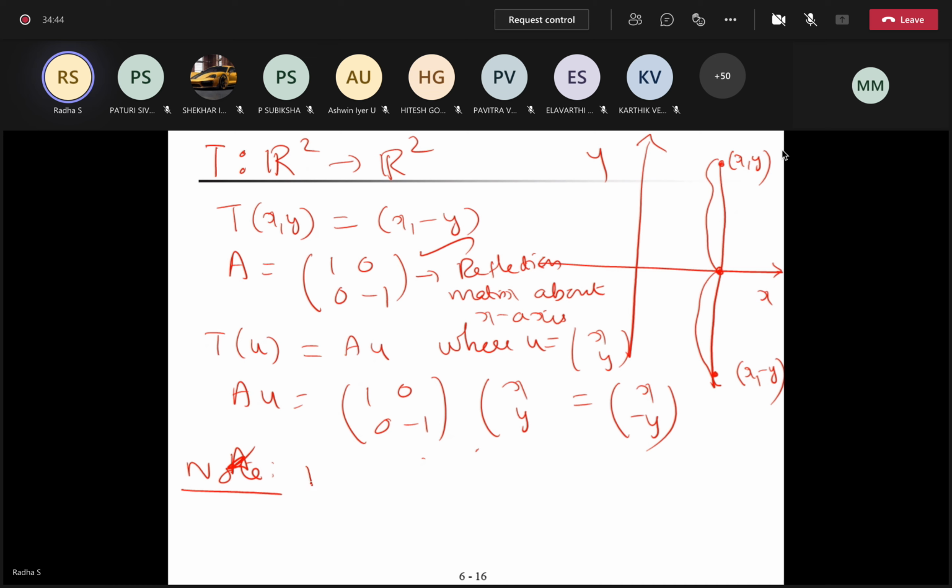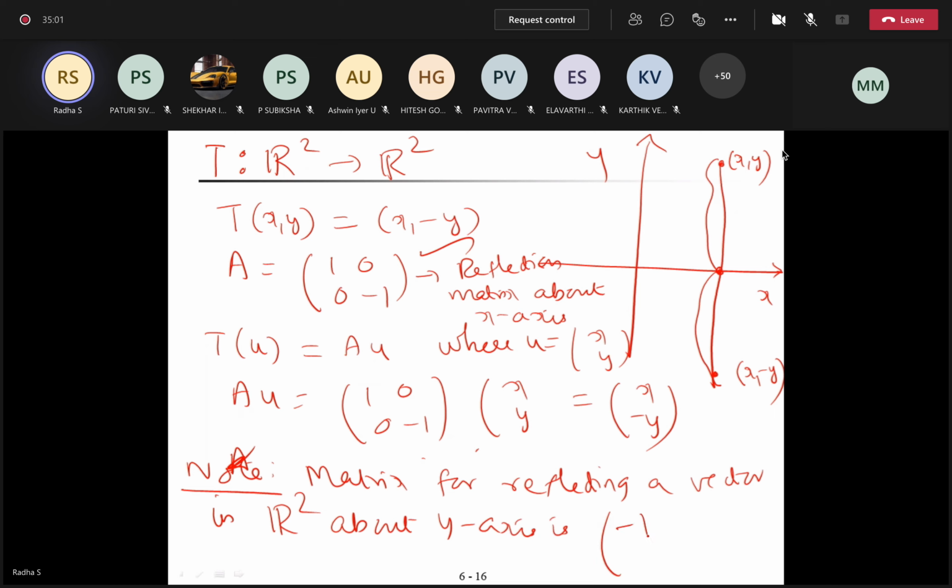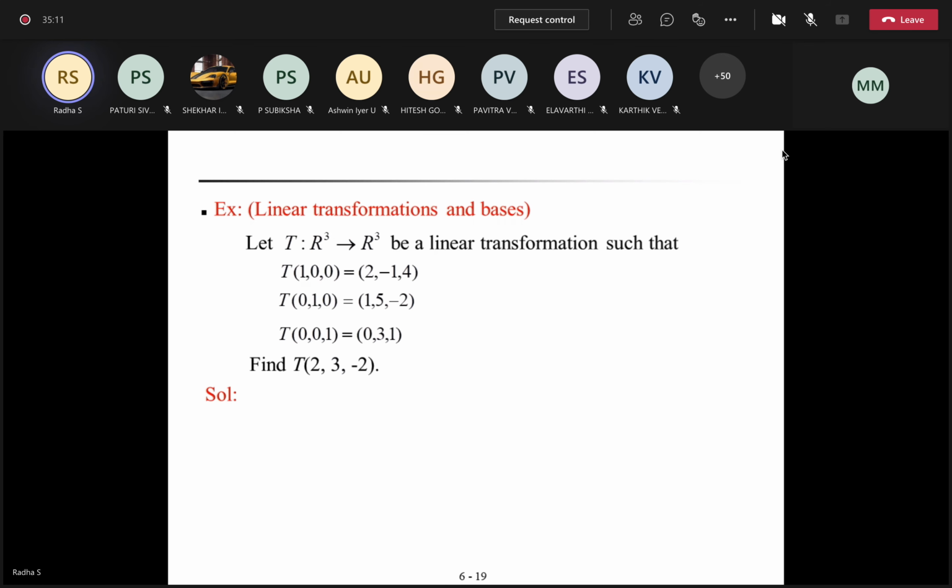Okay, so the matrix of reflecting a vector in R square about the y-axis is minus 1, 0, 0, 1. So that your x comma y will get reflected here. It becomes minus x comma y. Okay. So hope you understood this. Okay.